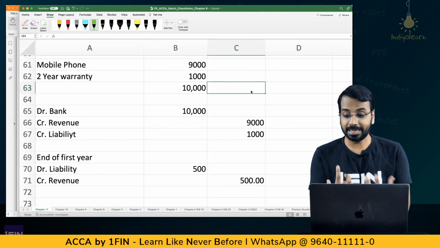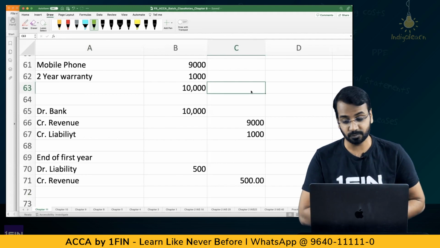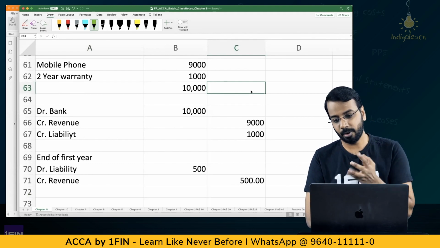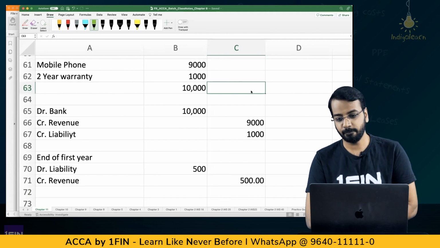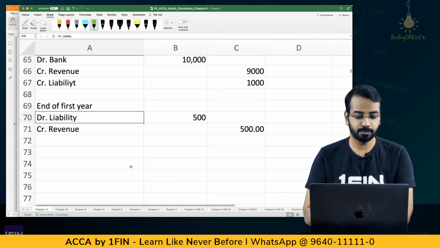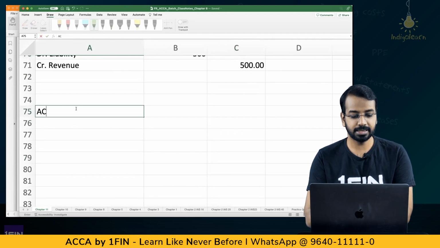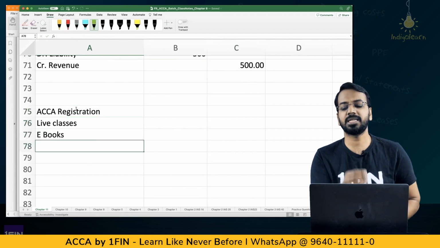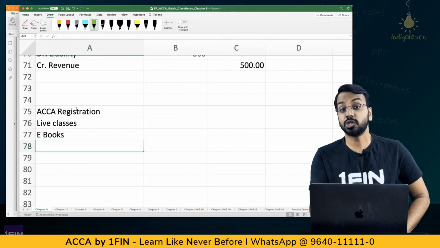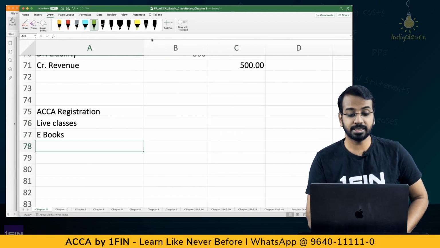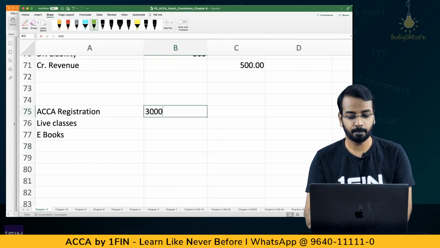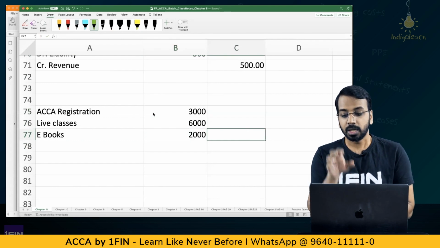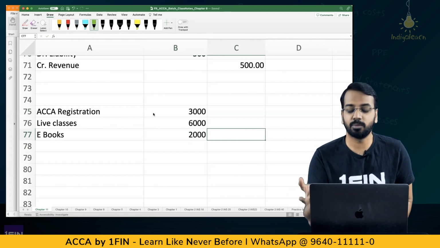For example, I tell my students that for ACCA classes, you pay us some amount for class fees and registration that will include multiple items: ACCA registration, live classes, and ebooks. For these 3 things, I collect a lump sum amount from the customer. So I have to split that amount between ACCA registration, say for example 3,000, live classes, say for example 6,000, and books 2,000.